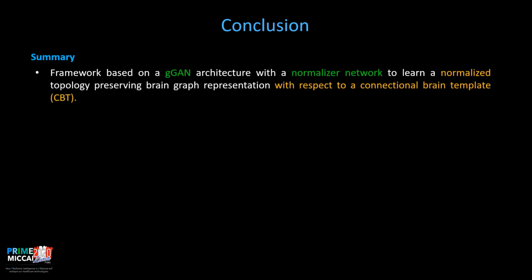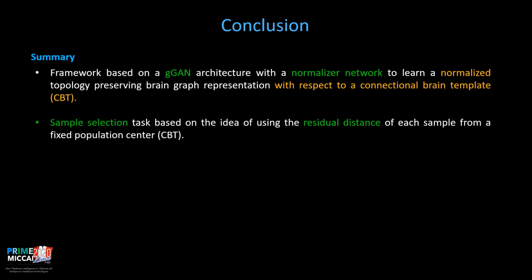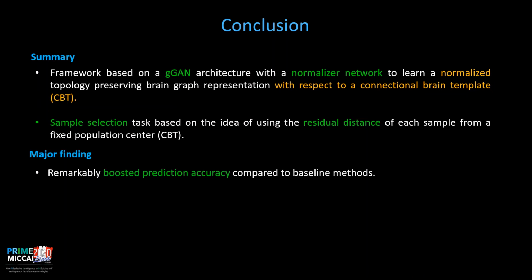We introduced in this work a brain graph evolution trajectory prediction framework based on a GAN architecture to normalize brain graphs with respect to a connectional brain template. We follow the sample selection task using the residual distance of each sample from a fixed population center. Our framework remarkably boosted prediction accuracy compared to the baseline methods. In our future work, we will evaluate our framework on large-scale connectomic datasets.